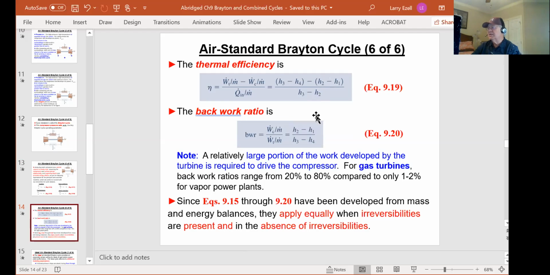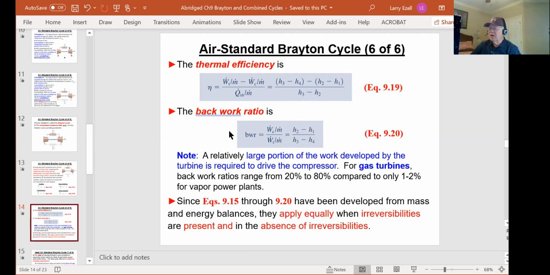Then H3 minus H2 is the amount of heat that goes in the combustor per pound. And like I say, for this system, which has steady flow, same mass going in equals same mass going out, so the mass cancels out and you're left with that formula.